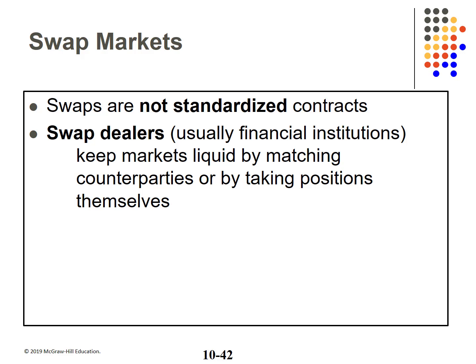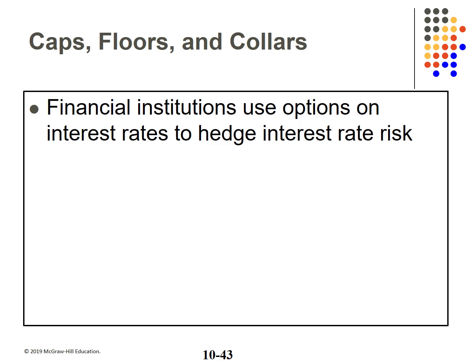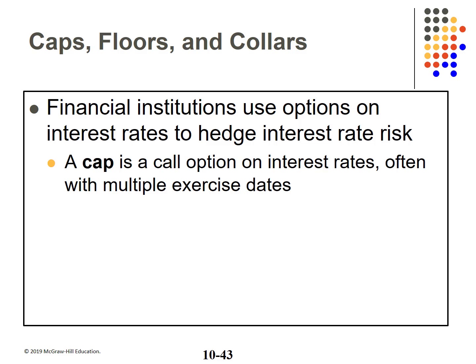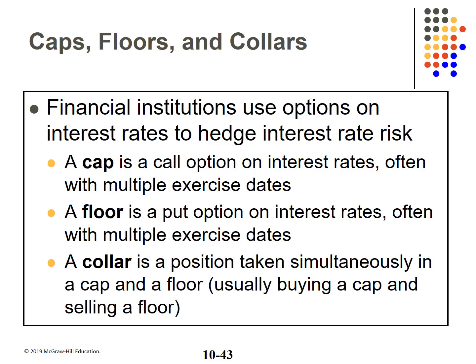Financial institutions are the primary swap dealers. They match counterparties to keep the market liquid. There is an International Swaps and Derivatives Association that sets codes of standards. As the slide states, financial institutions use options on interest rates to hedge interest rate risk. A cap is a call option with multiple exercise dates. A floor is a put, again with multiple dates. A collar is a position involving a cap and a floor, taken simultaneously. Usually that means buying a cap, selling a floor.